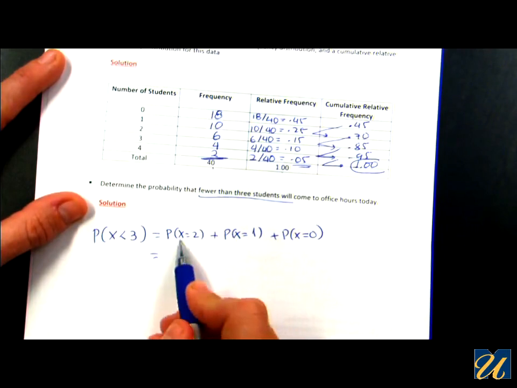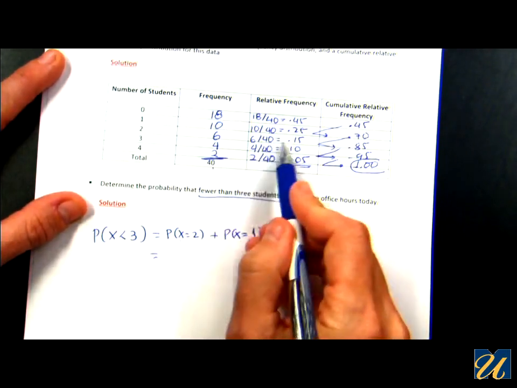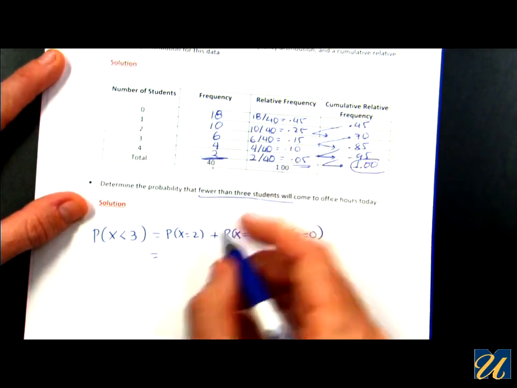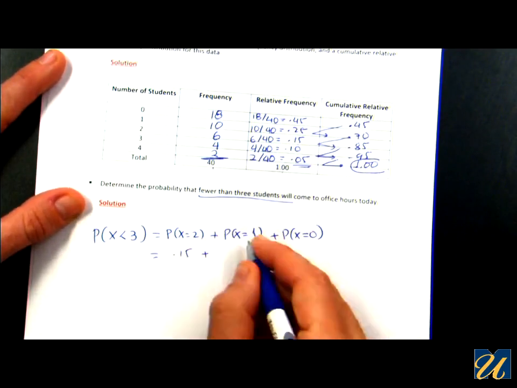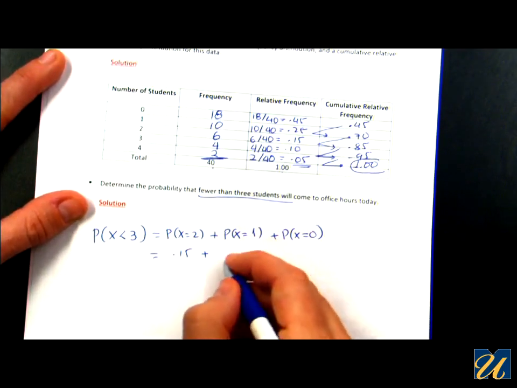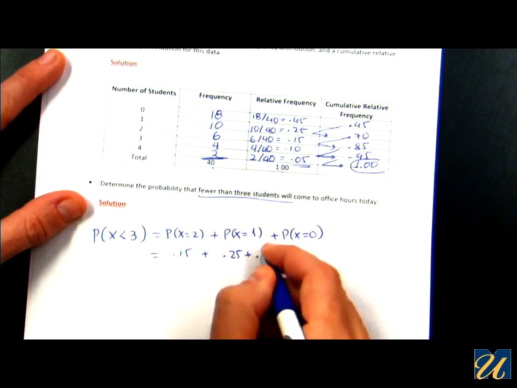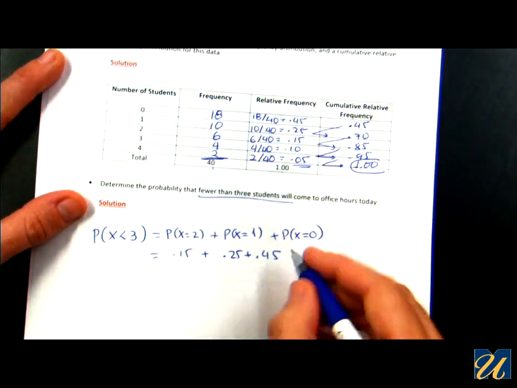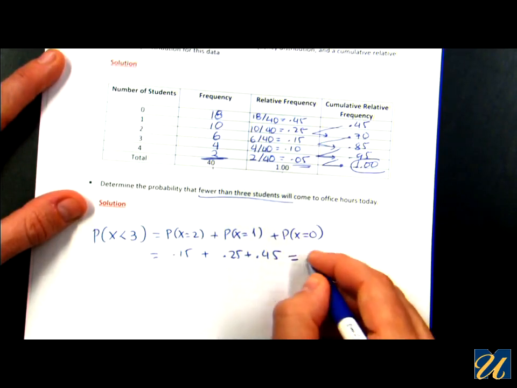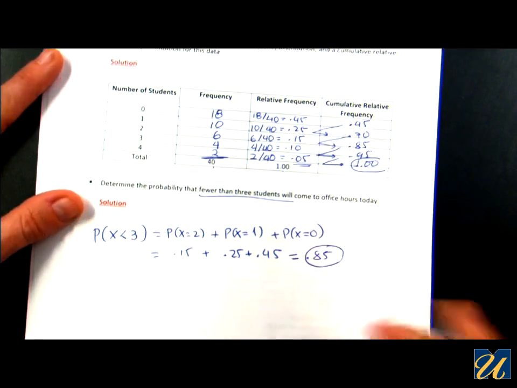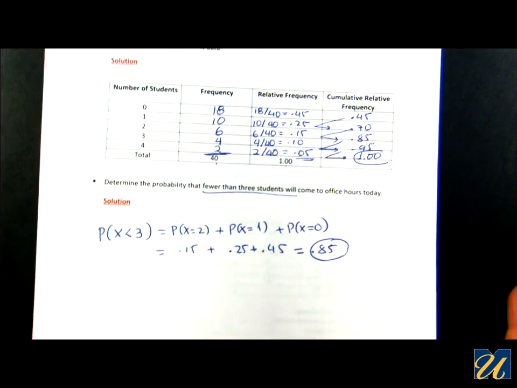The probability of x equal to 2, we go straight to the relative frequency, is 0.15. The probability of x equal to 1 is 0.25, and 0.45 for the probability of x equal to 0. We simply add the corresponding probabilities, and the solution is 0.85.